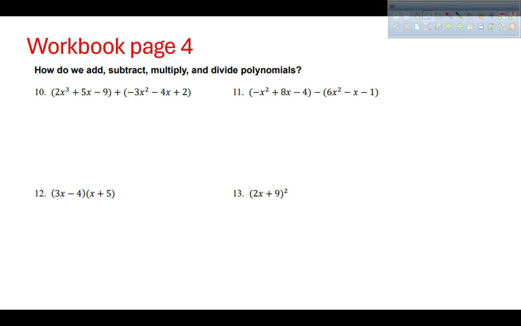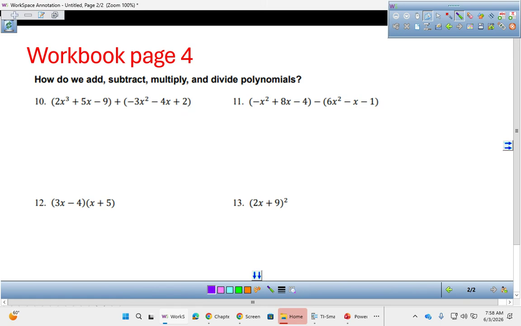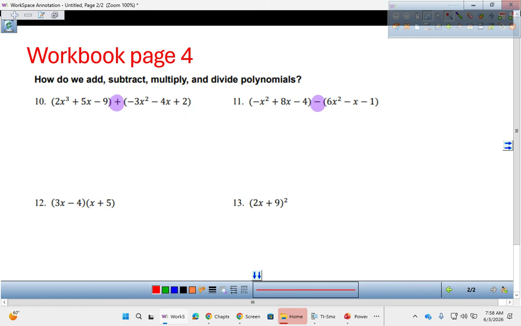Add, subtract, multiply, divide, all right? So the key here is that you recognize what operation's being done. So this problem right here, there's a plus sign, so I'm adding them. I'm subtracting them, and there's nothing in the middle here. So what does that mean if there's nothing in the middle? This one's multiplication. Right, there's like a constant, all right?